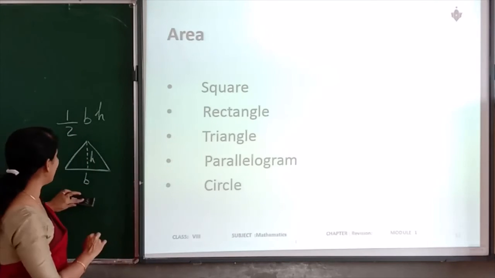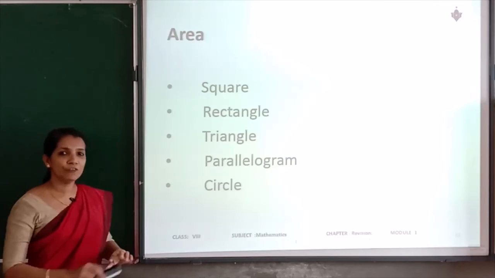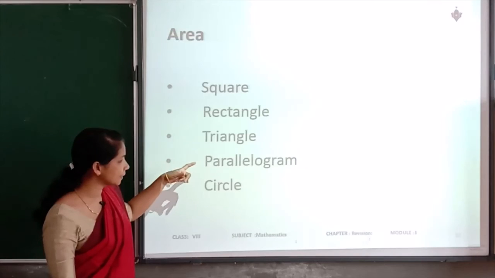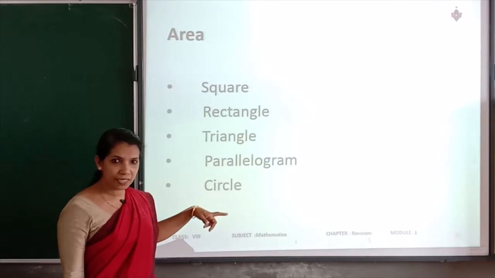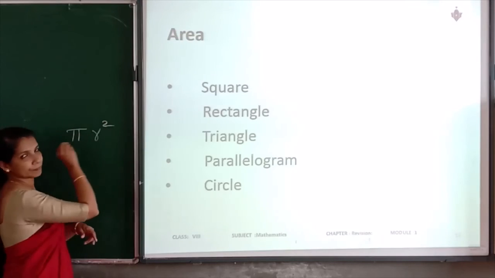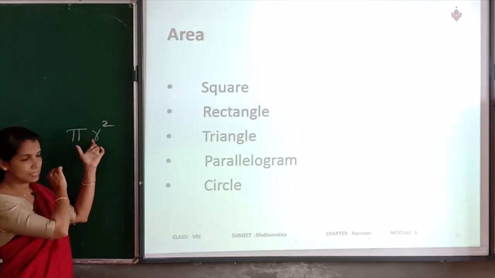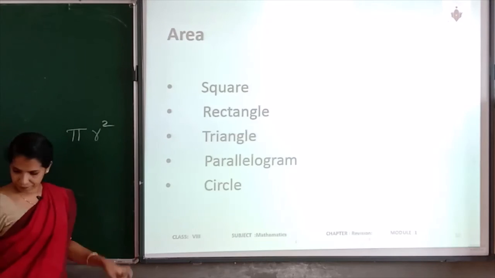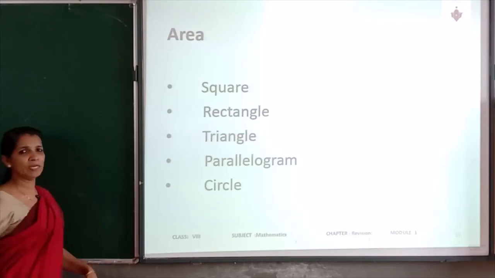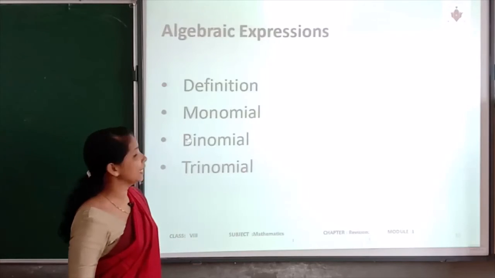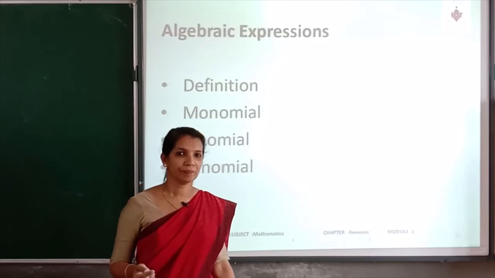What is the area of a parallelogram? Area of a parallelogram is base into height, and area of a circle is pi r squared. R is the radius, value of pi is 22 by 7. You have studied all these formulas, we just recall all these formulas. Next, move on to the next, algebra.